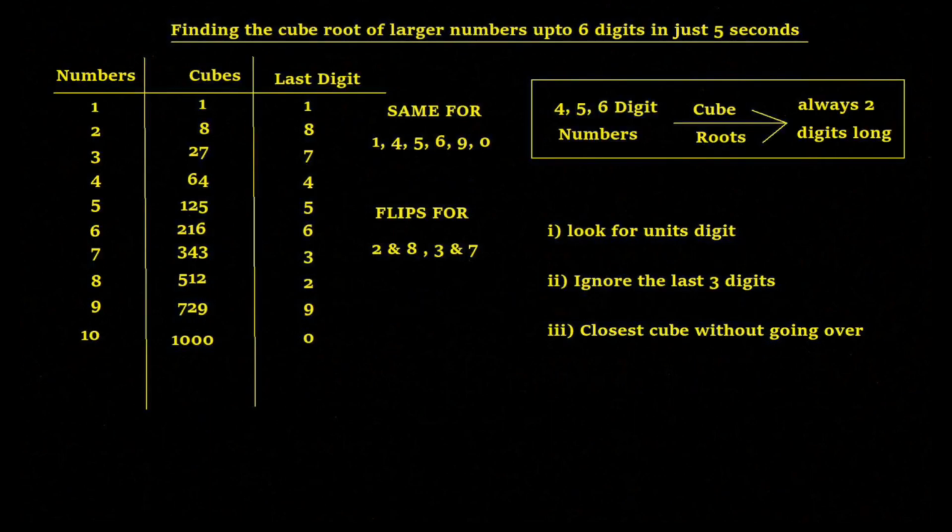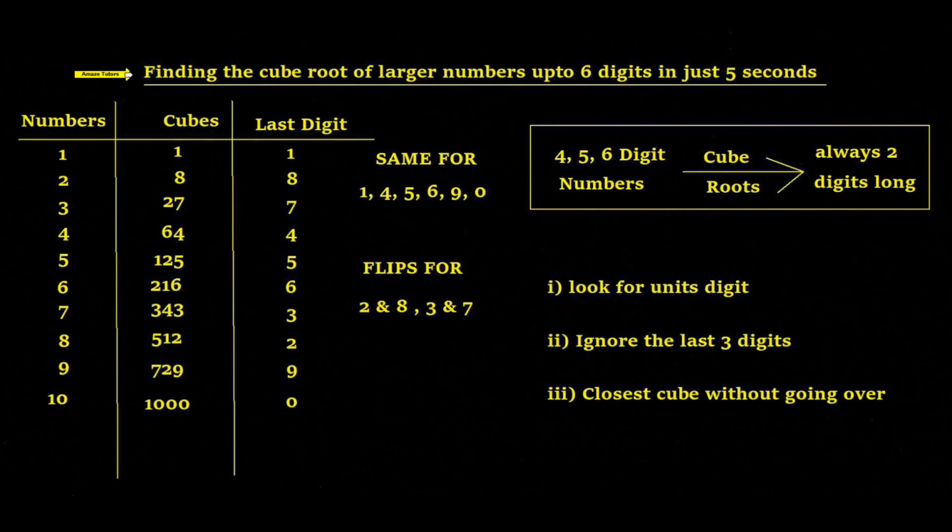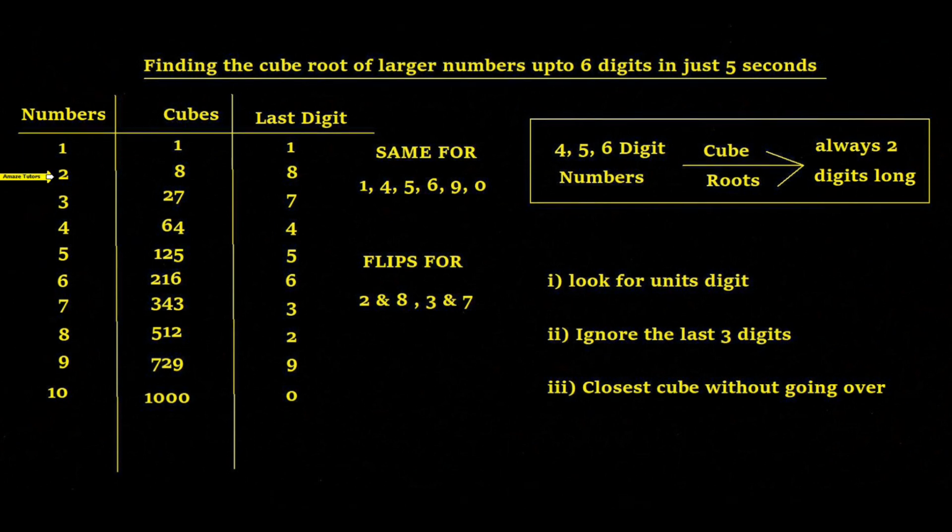Today again we are going to learn another shortcut, a very quick method to find the cube root of any larger number up to 6 digits. 4, 5 or 6 digit numbers, finding the cube root in just 5 seconds. For that you should have the knowledge of cubes of the numbers from 1 to 10, like 1 cubed is 1, 2 cubed is 8, 3 cubed is 27, 4 cubed is 64, and so on. If you didn't memorize it before, please memorize them now because this knowledge is needed for this shortcut.